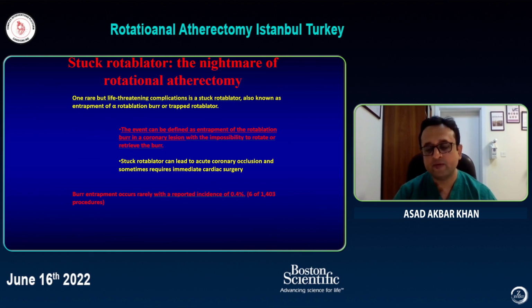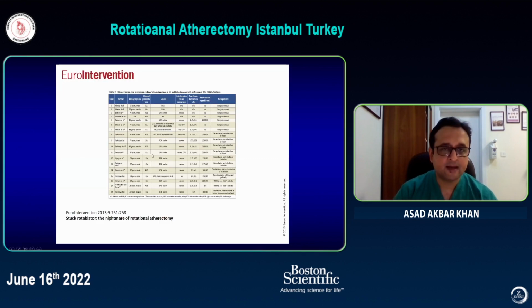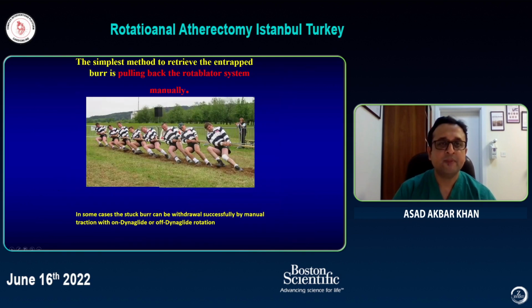So lastly, stuck rotablator. That's a nightmare of rotational atherectomy. And luckily, it doesn't happen very commonly. Usually it happens with the smaller burrs, particularly the 1.25 burr. Again, loads of algorithms. People have shared their data in case reports and case series as to how they deal with it. Probably the simplest method, and probably what we all have done and used, is pulling back the rotablation system manually.